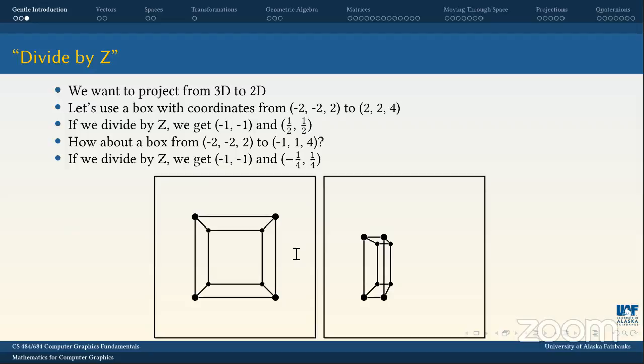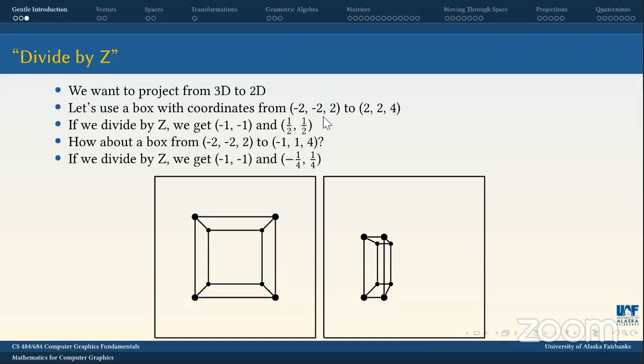So last week we were talking about this idea of divide by Z. Now that we know how to work with our vectors a little bit, we'd like to take those vectors or points in space and figure out how they are supposed to look on a screen. So I went ahead and grabbed a few points. I just kind of made this up. So we had a box going from -2. This is X, Y, Z.